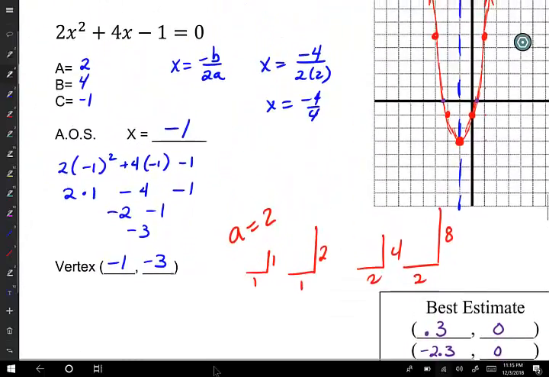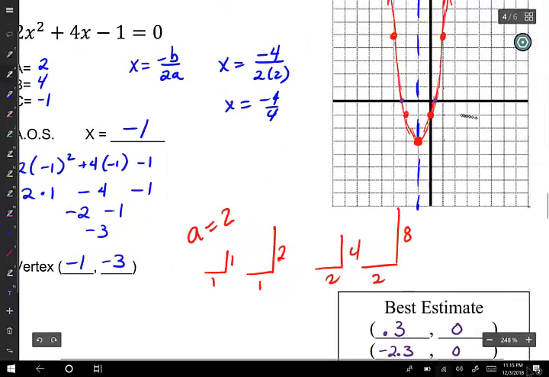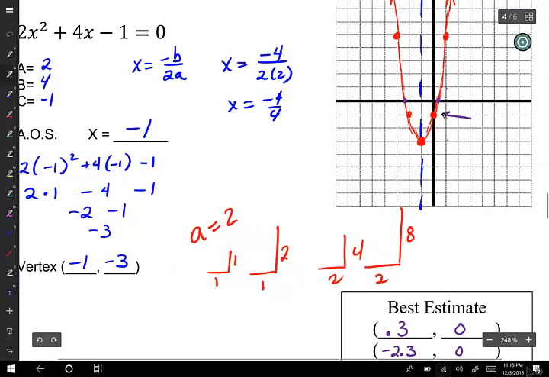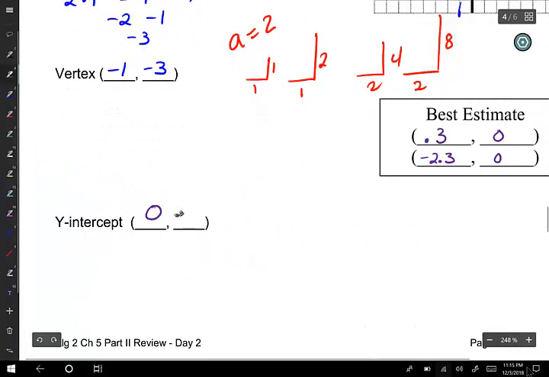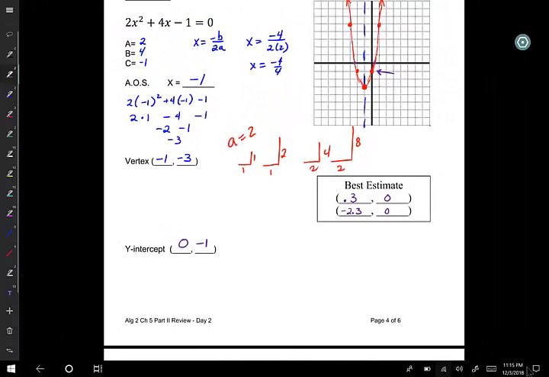What's my y-intercept from looking at my graph? My y-intercept is right here at negative 1. So that's the value 0, comma, negative 1. And then let's zoom back out and let's look back up. Does that value match up with our c value? Indeed it does, which means we've graphed it correctly and we've done a good job there.